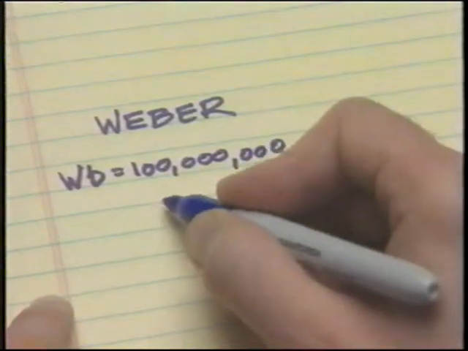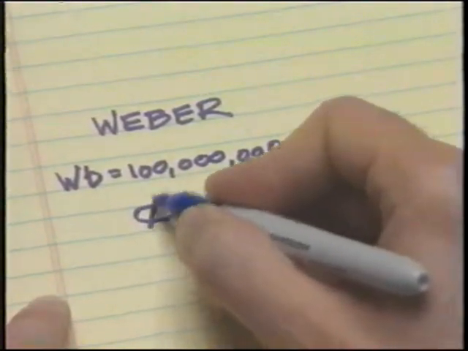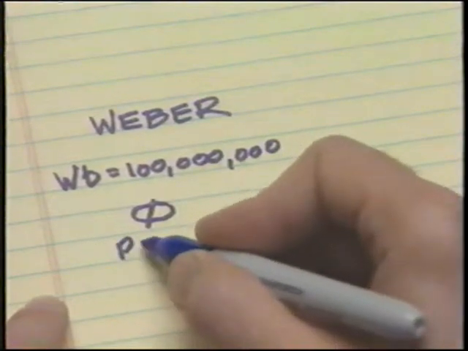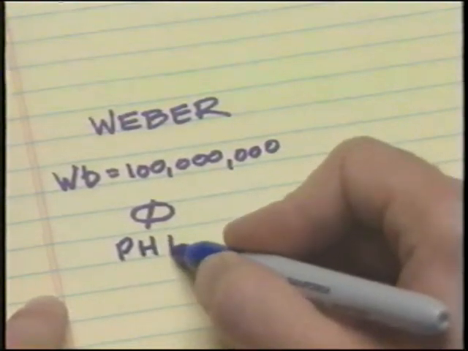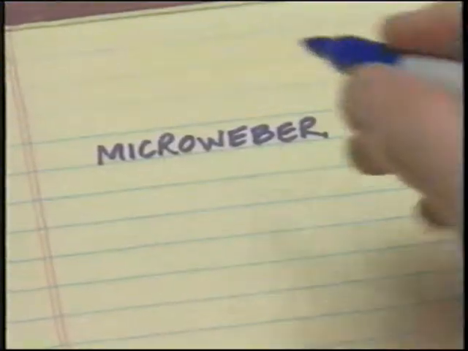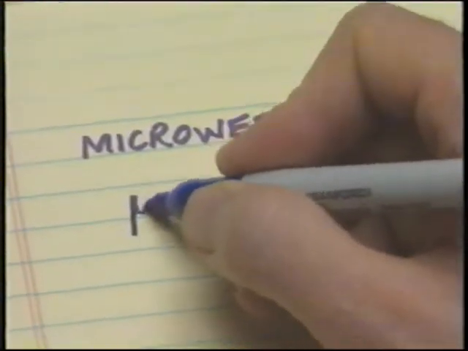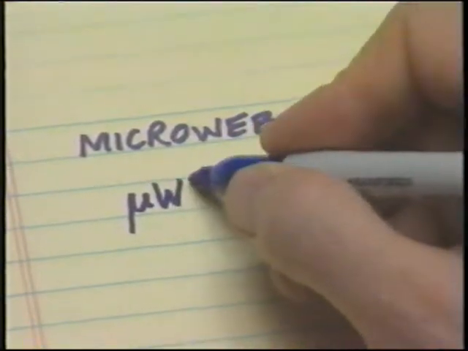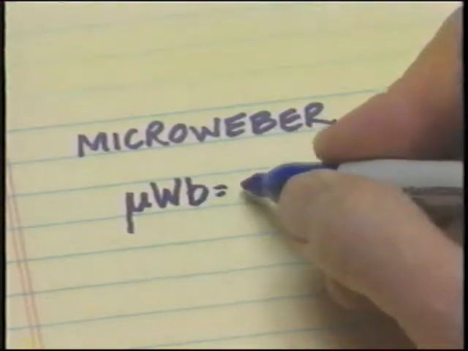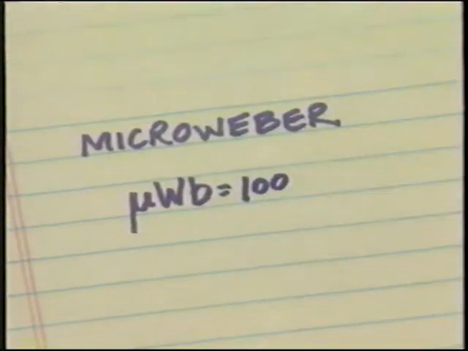The lowercase Greek letter phi is used to represent the number of lines of magnetic force in Webers. But with Webers being such a large unit, a more common unit is the microweber, abbreviated μWb. A microweber consists of 100 lines of magnetic flux. You can determine the strength of a magnetic field by finding the number of lines of force in a given area. The greater the number of lines, the greater the power of the magnet.